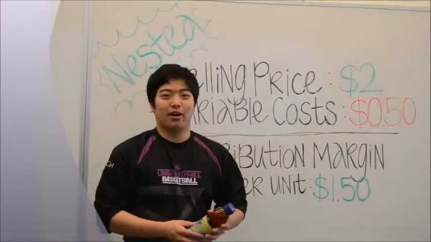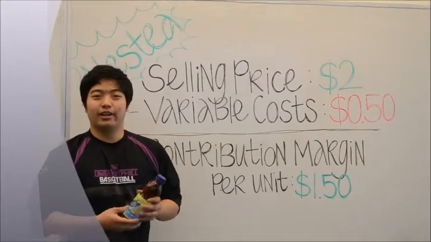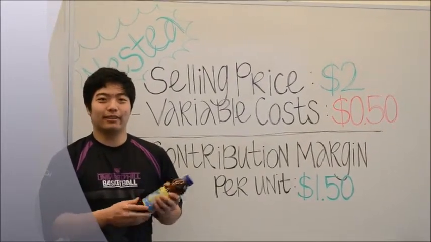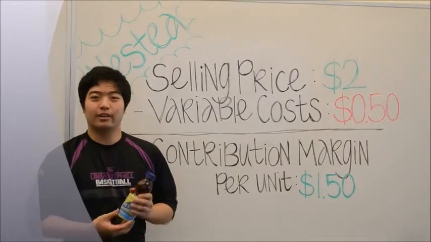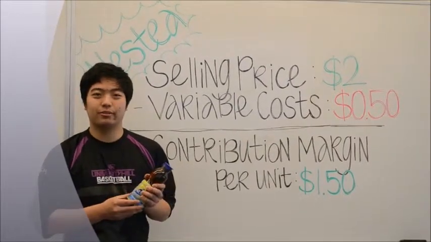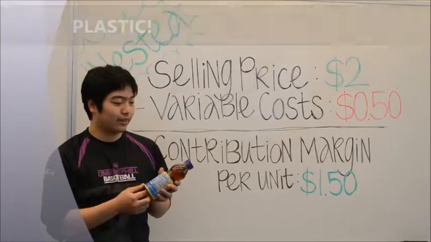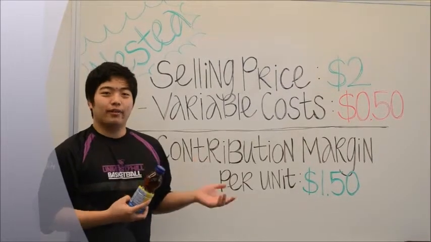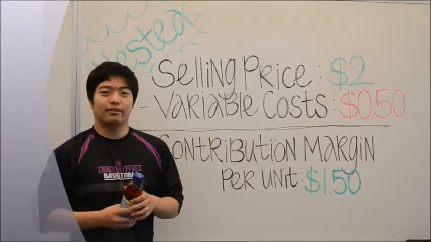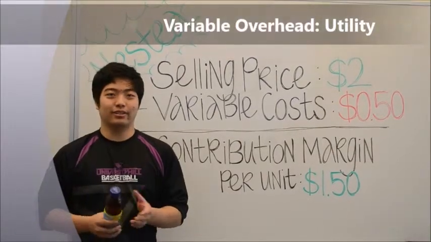Let's consider a bottle of Nestea and try to find its contribution margin. So the selling price is basically just the price that we bought this bottle for, which was $2. And just by looking at this bottle, we can assume some of its variable costs, such as the cost of plastic, water, sugar, and caffeine. And some of the other variable costs that we can assume are costs like direct labor costs and the variable overhead costs, such as utility.